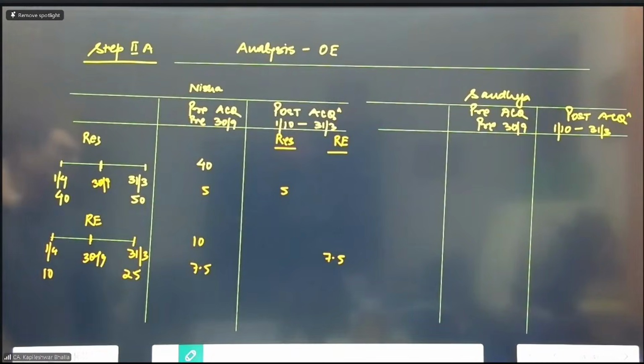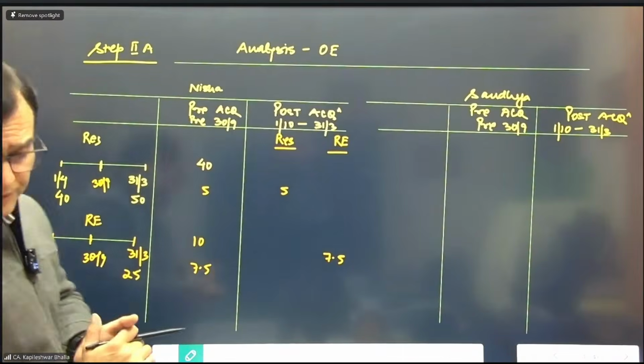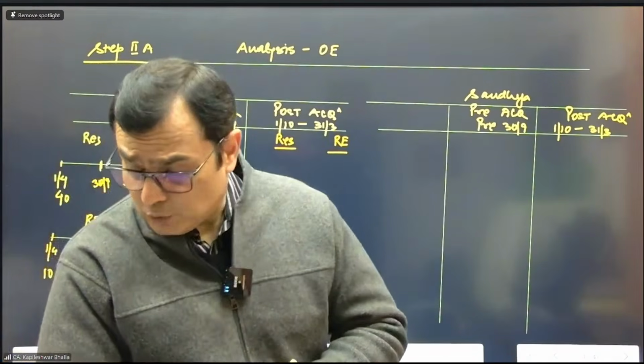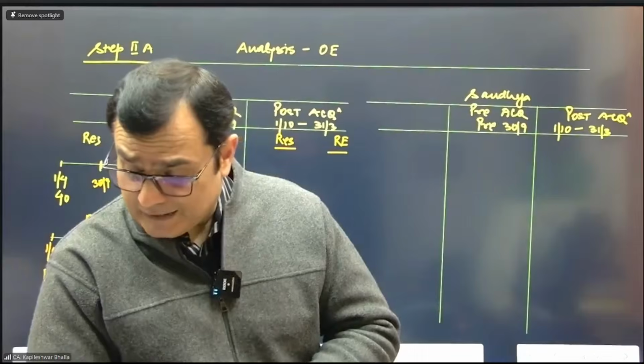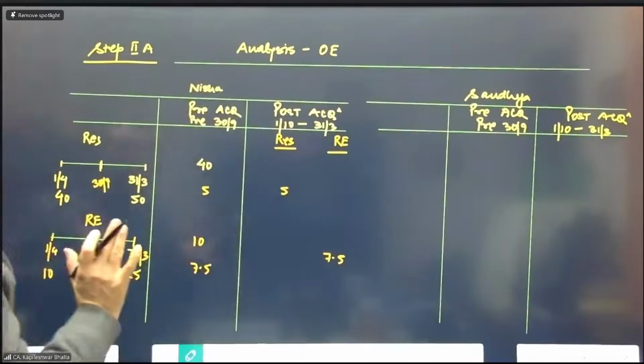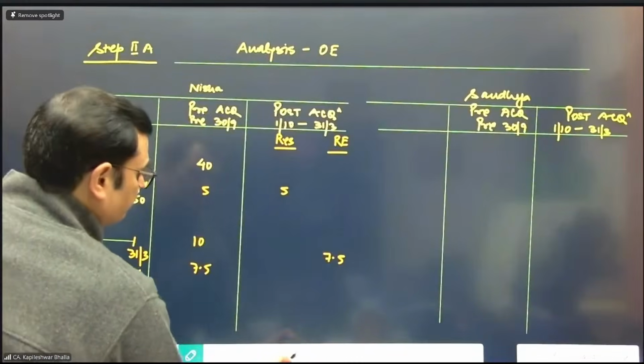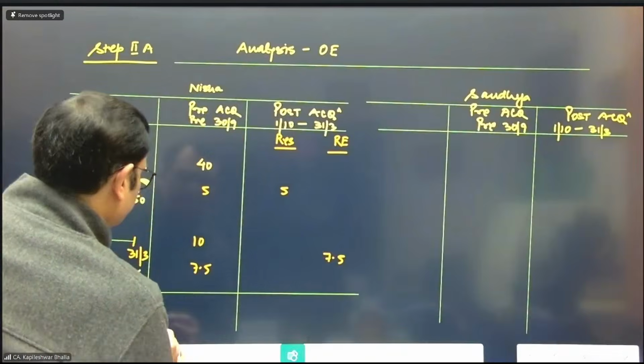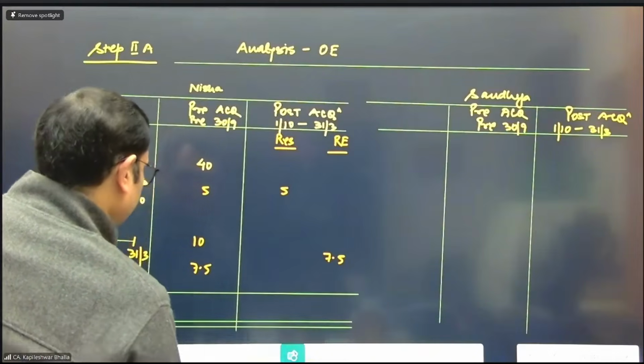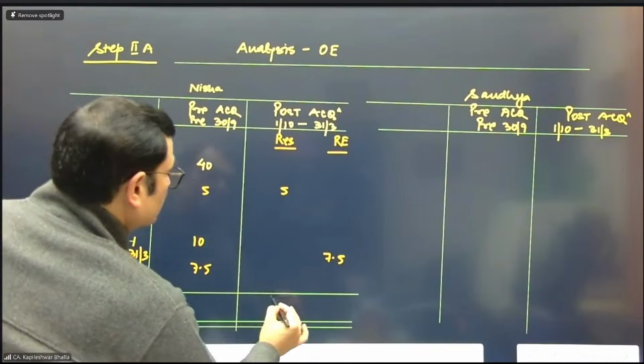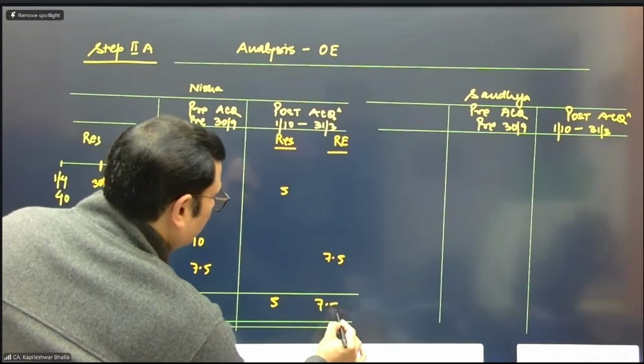Okay, and I guess that's it. The stock reserve point pertained to Sandhya making a sale to Nisha, so nothing to do with Nisha. I think we're done with the analysis of the equity. So let's take the pre and post. This is going to be 5. This is 7.5.